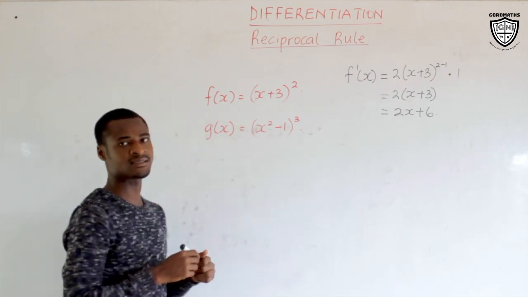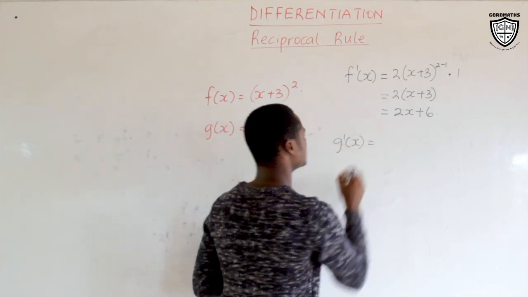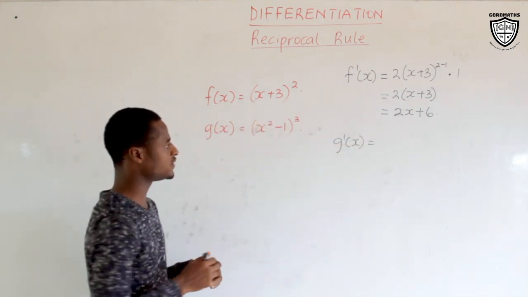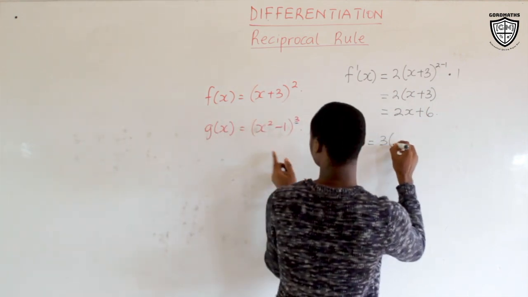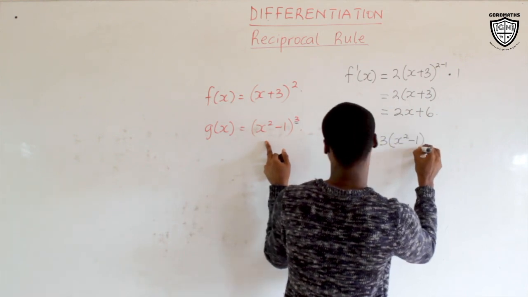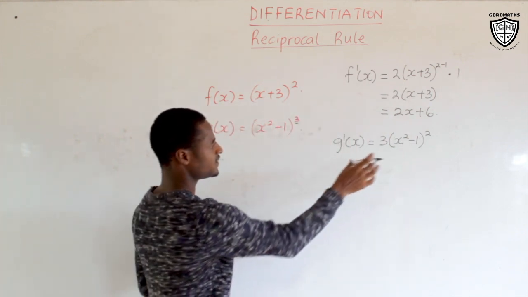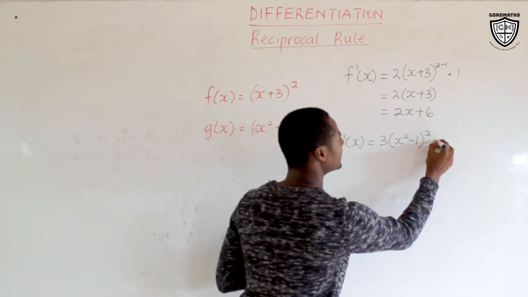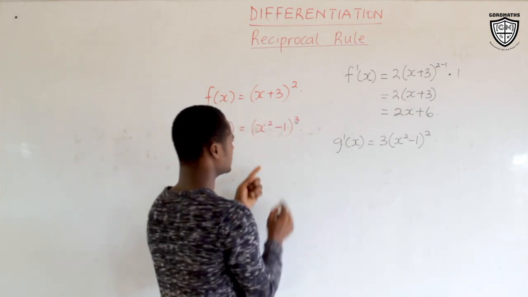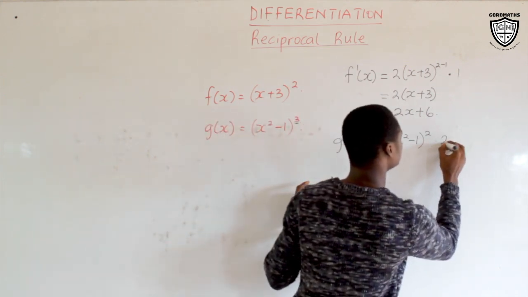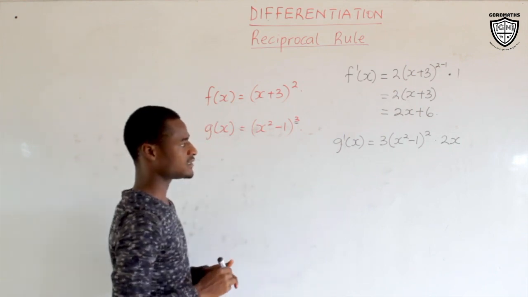Now looking at the second example, we have g prime of x, which is the derivative of the function g of x. We multiply the entire function by this power, and that gives us 3 times (x squared minus 1). Then we subtract 1 from this power to get 2. This result is multiplied by the derivative of the terms inside the bracket. So the derivative of x squared is 2x, minus the derivative of a constant, which is 0.